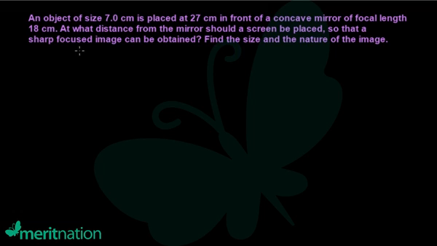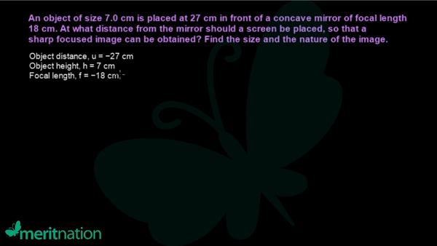the place in front of the mirror where we can place a screen so that an image can be obtained. So we have to basically find the image distance, and furthermore we have to also find the size and nature of the image. So first look at the data.